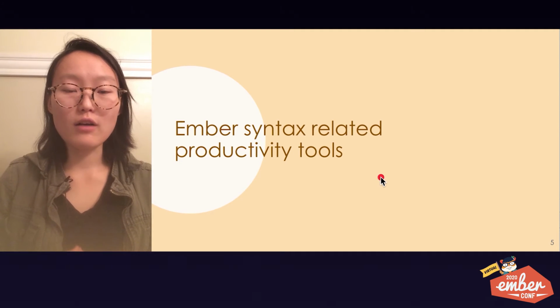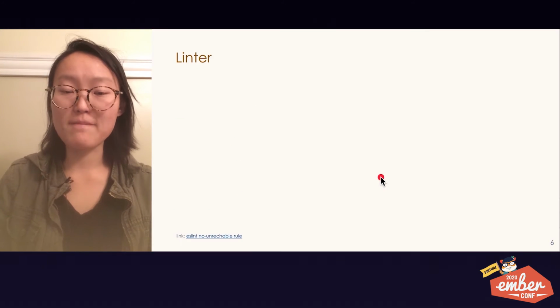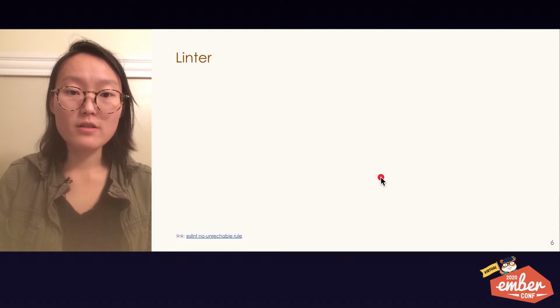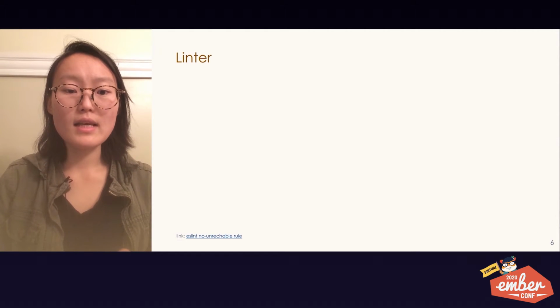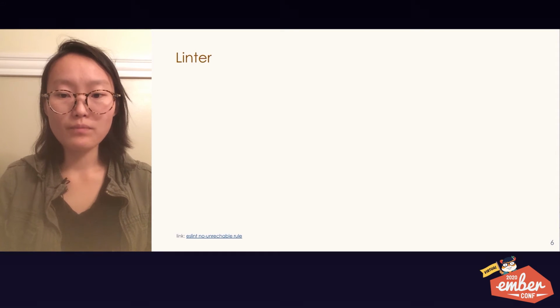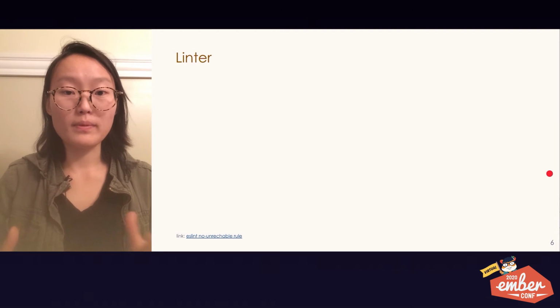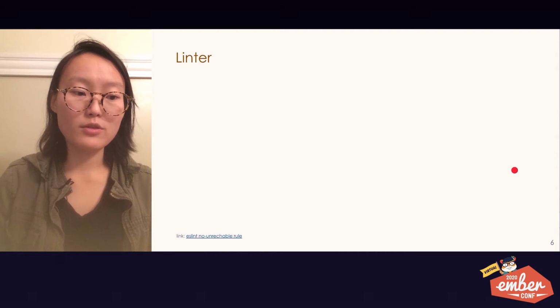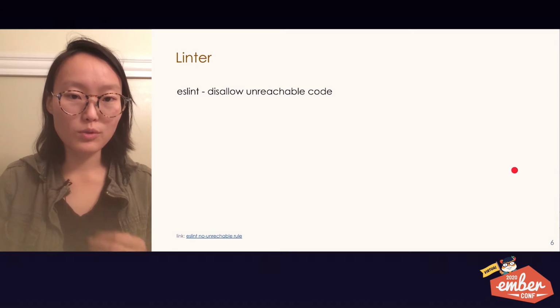So to start off, I'll go a little bit more in depth into some of the tools that I may have mentioned before. The first is Linter. What Linter does is it catches and points out errors as you're developing. It can often be seen as a code editor plugin or as a pre-commit hook. I'll start with an example of disallowing unreachable code as part of the ESLint rules.